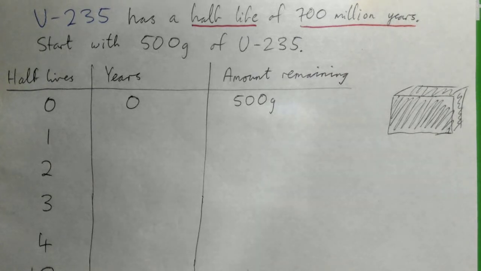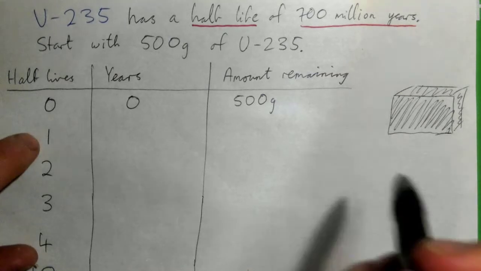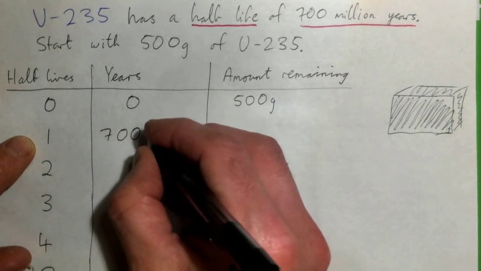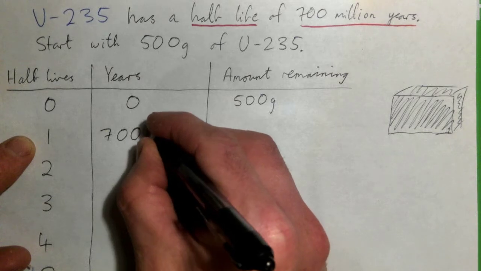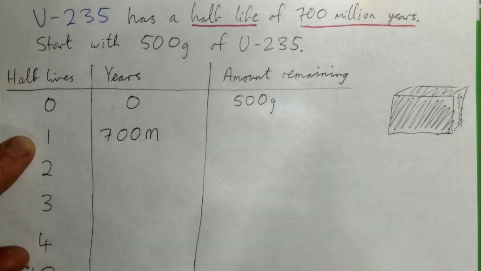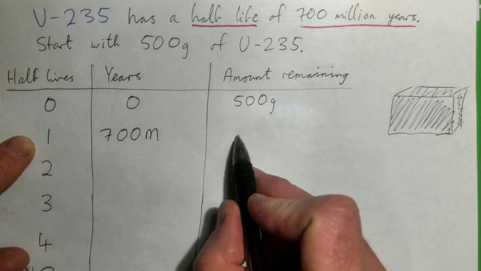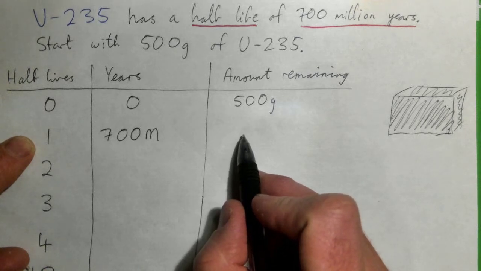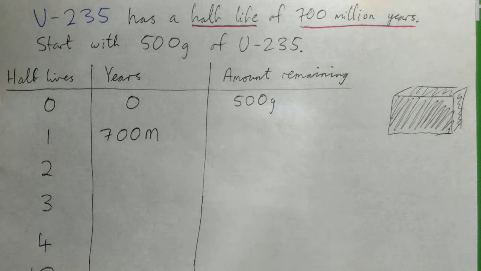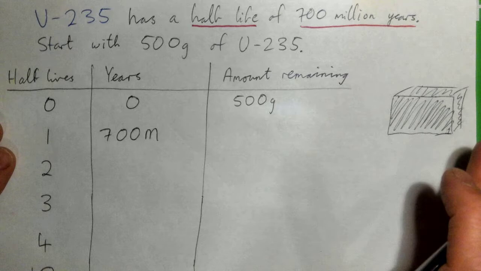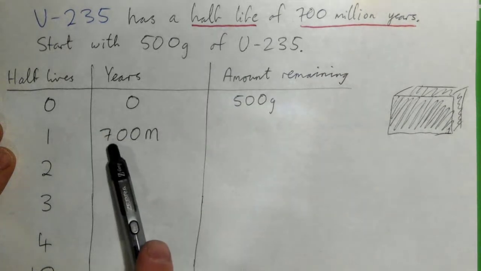Does that make sense? So that means after one half-life, which is 700 million years, I'll do big M, 700 million years, we're going to have how much remaining? Now just forget about what you've done. Forget about anything else. Just focus on this piece of paper and what we're doing right now. And we'll ask that again. What will be remaining after 700 million years?